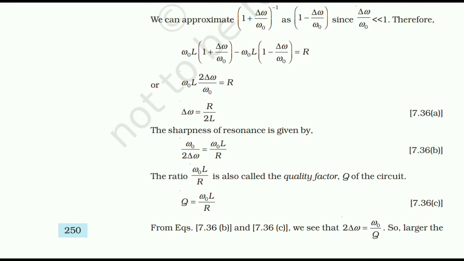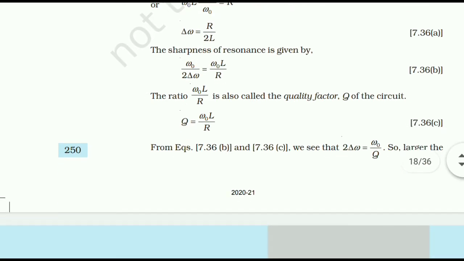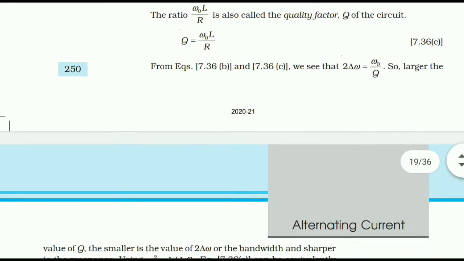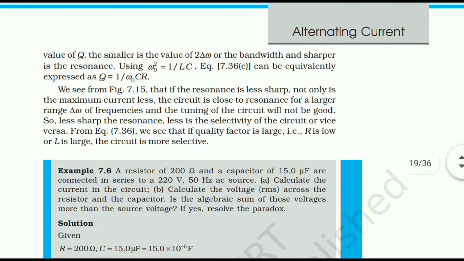The sharpness of resonance is given by omega naught upon 2 delta omega, which is equal to omega naught L upon R. The ratio omega naught L upon R is also called the quality factor or Q of the circuit, where Q is equal to omega naught L upon R. From the equations, we see that 2 delta omega is equal to omega naught upon Q. So larger is the value of Q, smaller is the value of 2 delta omega or the bandwidth, and the sharper is the resonance. Using omega naught square equal to 1 upon LC, Q can be equivalently expressed as Q is equal to 1 upon omega naught CR.